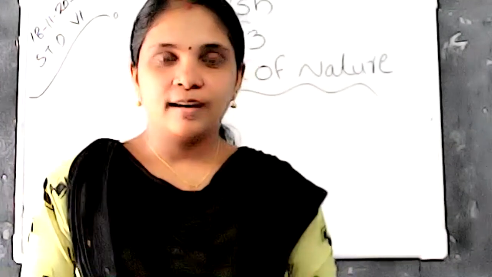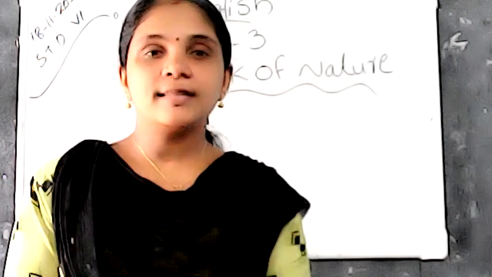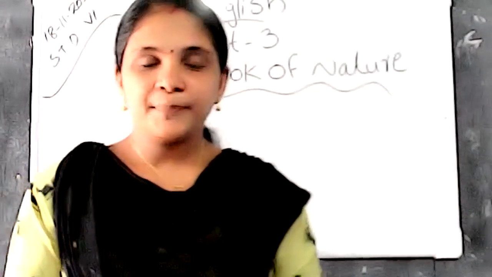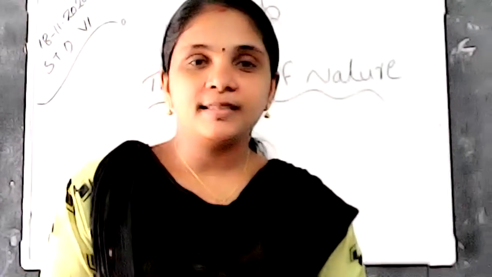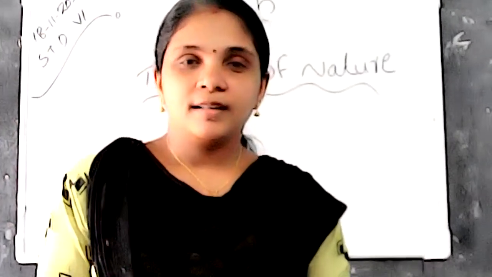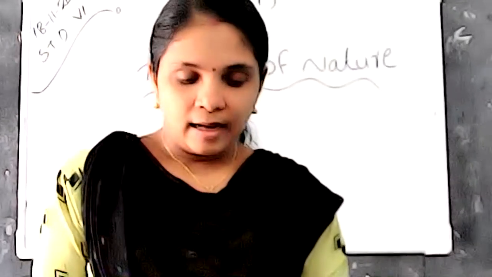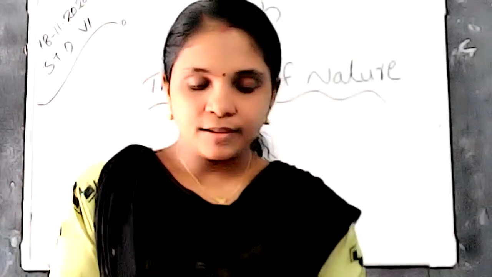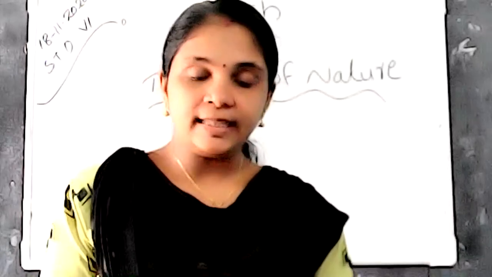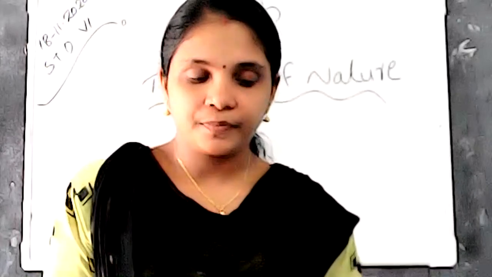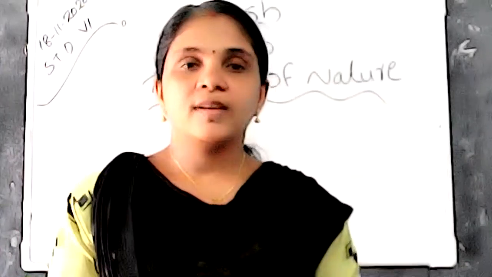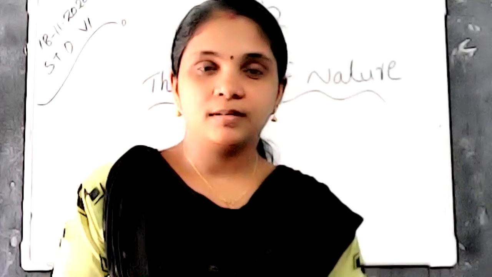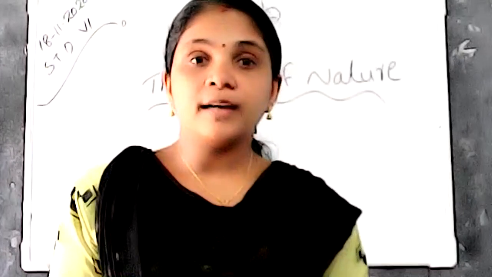In the previous class, we started the third lesson of Unit 3, The Book of Nature. It is one of the letters of Jawaharlal Nehru's Letters from a Father to His Daughter. Nehru returned to his 12-year-old daughter Indira in the summer of 1928. Then, in that class, we discussed the book named Letters from a Father to His Daughter.